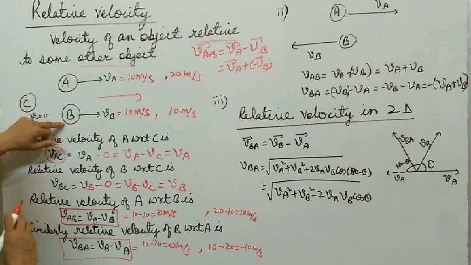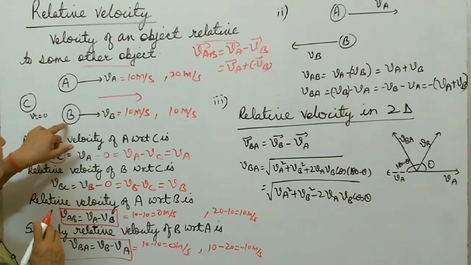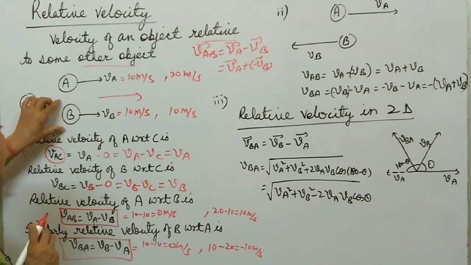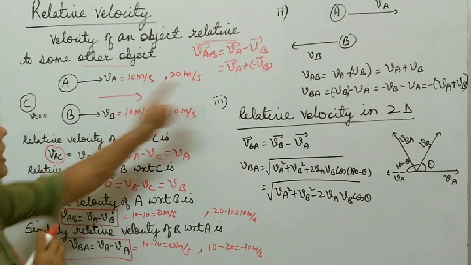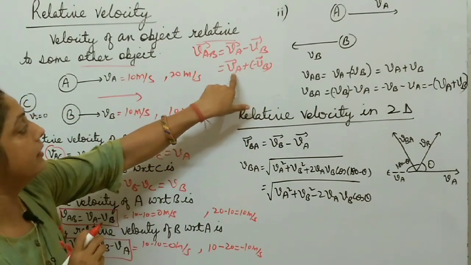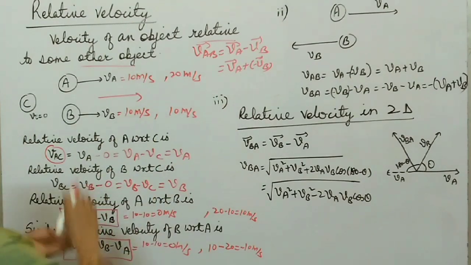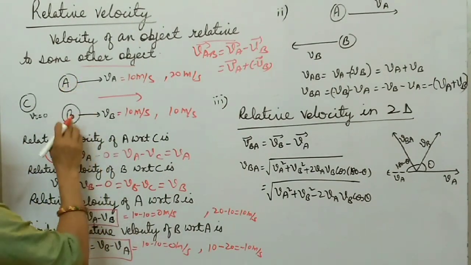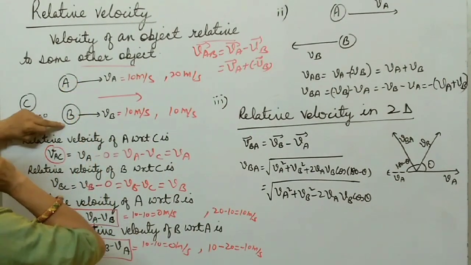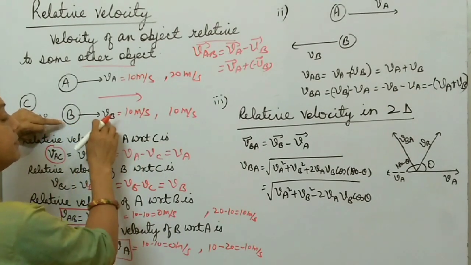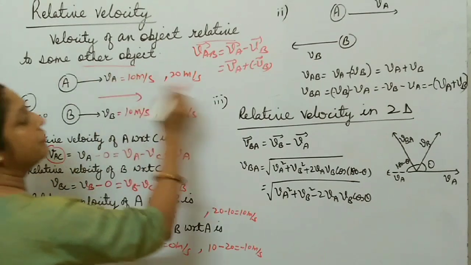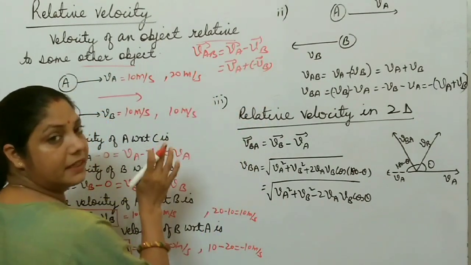So we assume that when one is observing, that person is assumed to be at rest and its velocity is negative, and you add in that velocity, right? Here velocity of A with respect to B means B is assumed to be at rest and its velocity is negative of that one, so minus VB. So velocity of A becomes velocity of A plus minus velocity of B.